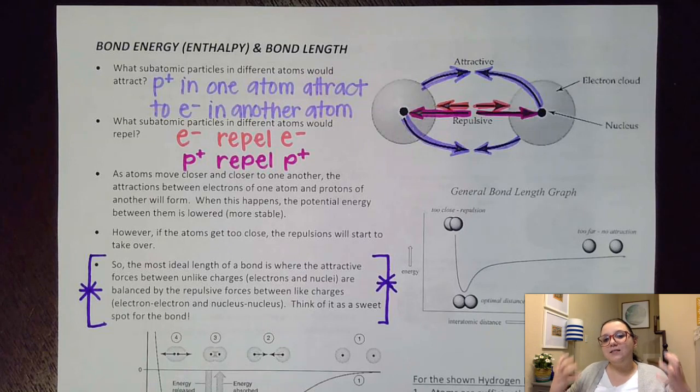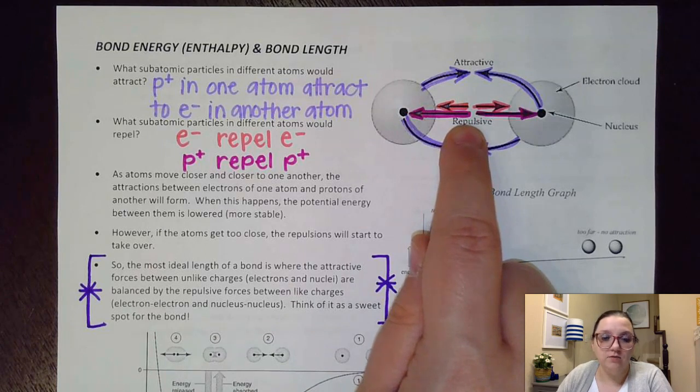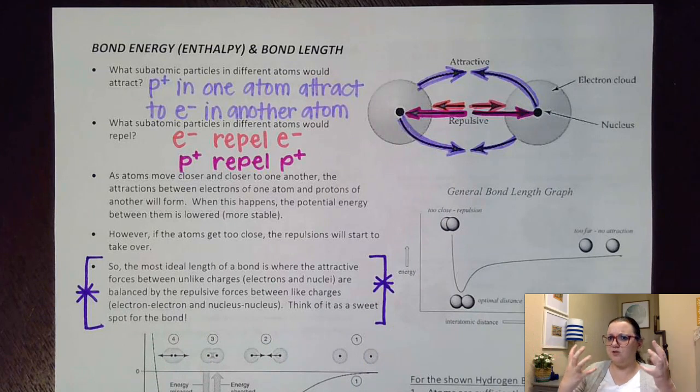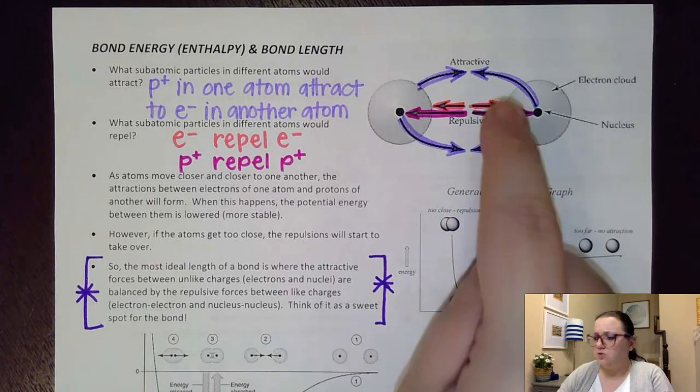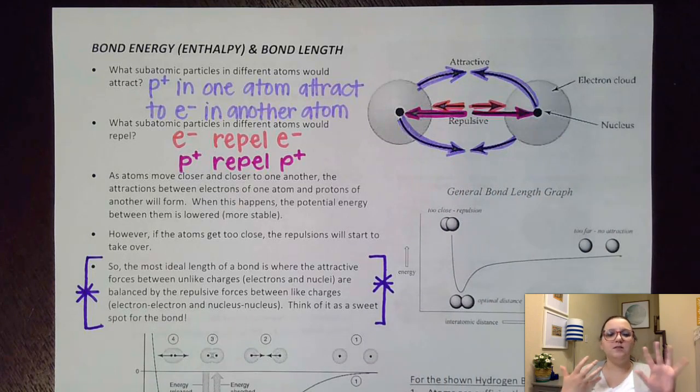If I get these atoms too close to one another, then the repulsive forces win out. But I have to at least have them a certain distance from each other so that they can attract to each other. So it's almost like I've got to find this sweet little balance between attractive and repulsive forces. And that's where bond length comes into play.